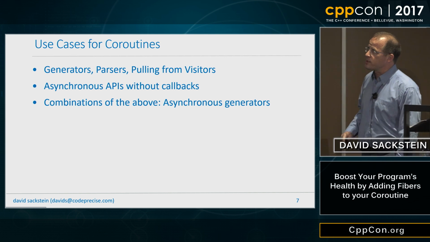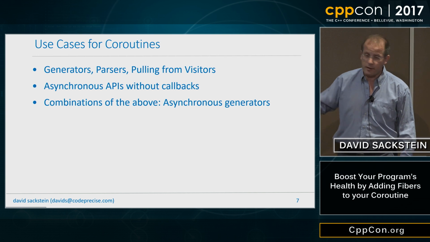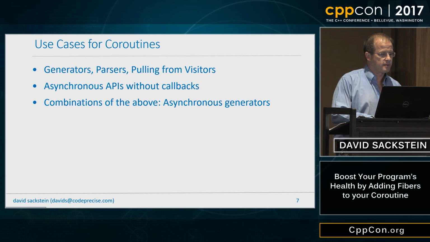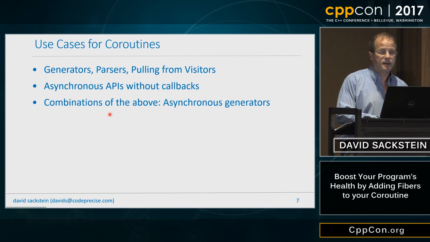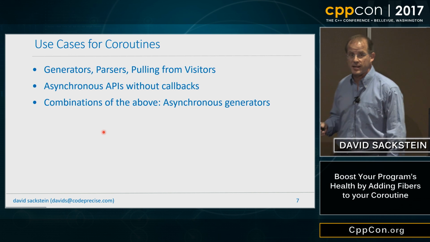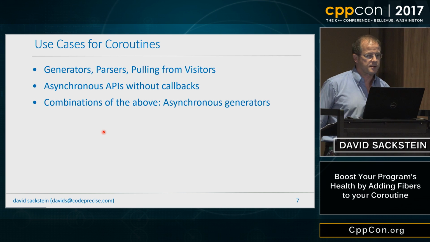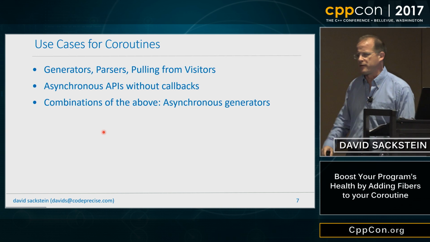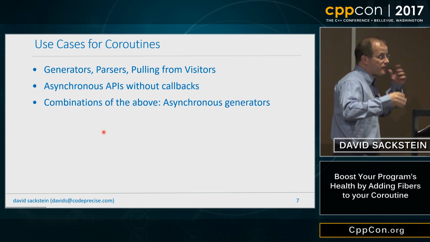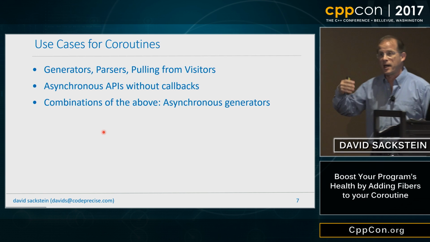The use cases for coroutines that I want to talk about here are generators and parsers. I will mention briefly pulling from visitors as one of the examples. The second pattern is the asynchronous APIs. That will be the focus of most of our discussion: asynchronous APIs free of callbacks. And then, of course, there are combinations of the above. There is such a thing as an asynchronous generator, which generates sequences of information, but some or all of those are themselves awaited upon as they are asynchronous.